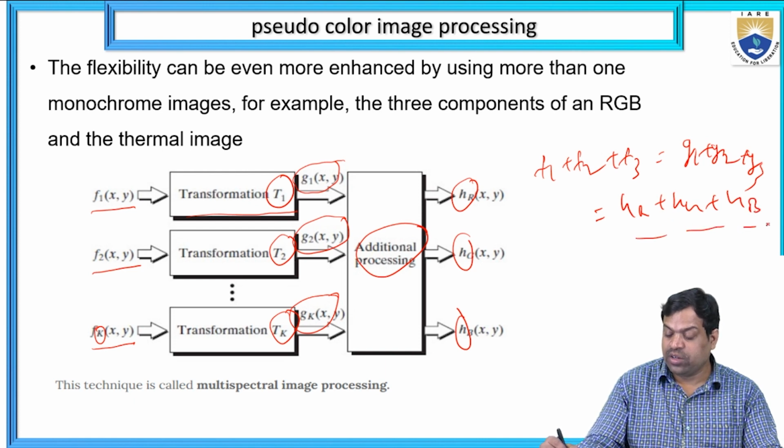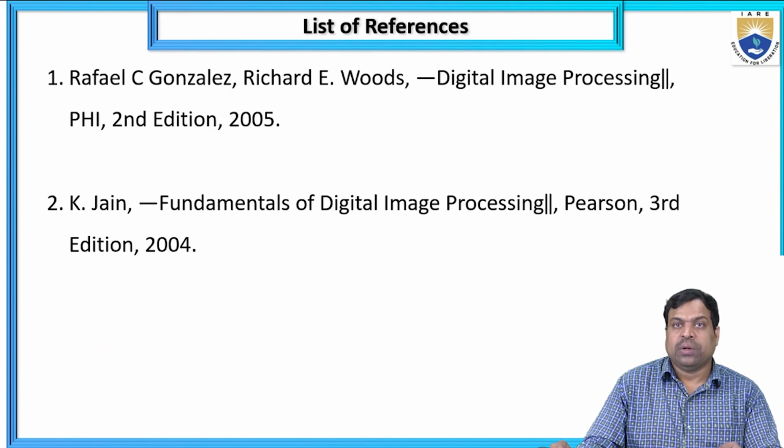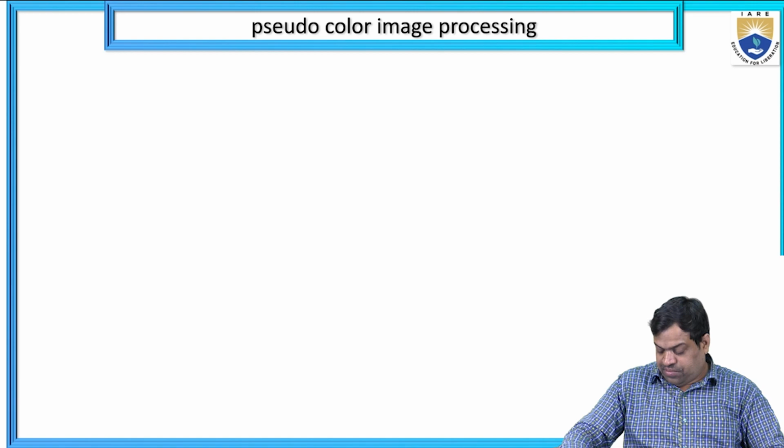So red, green, blue. These are the flexibility of the enhanced color of the monochrome image of the 3 components of RGB in the thermal image. So this diagram is a multispectral image processing, which is a transformation of the original image into the red, green, blue combination. So these are the references.